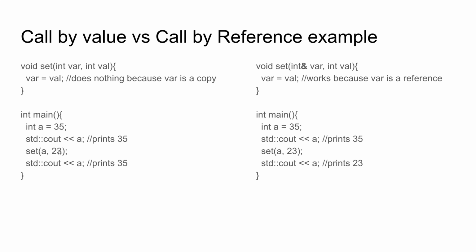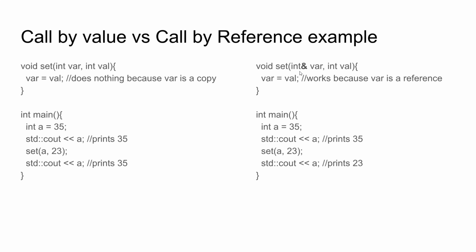Then I attempt to set a to 23. Well, inside this function, again, I'm not changing a, right? This variable gets a copy. Var gets a copy of a, which is 35. Value gets a copy of 23, which is 23. And then nothing happens because all I change is the copy inside the function. So I'll get 35 again.